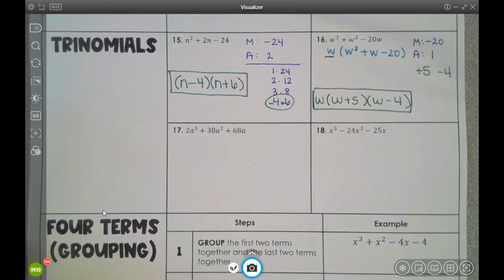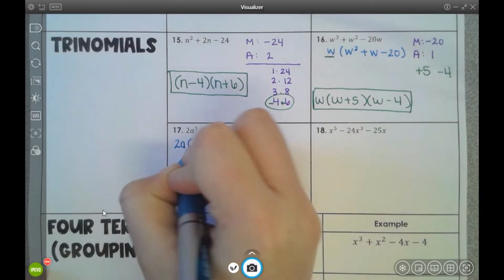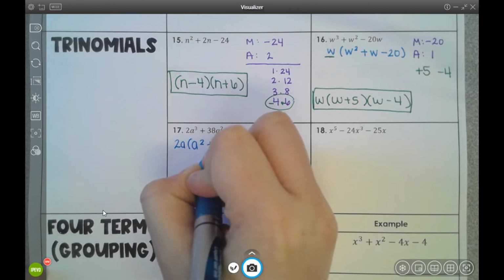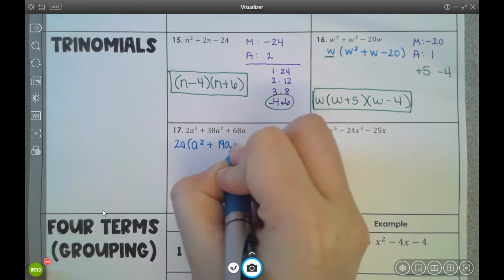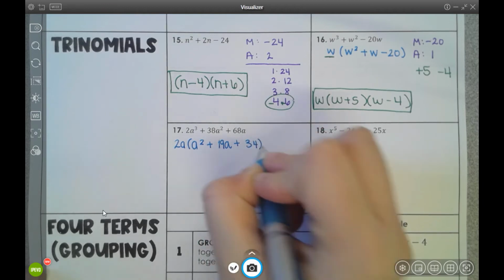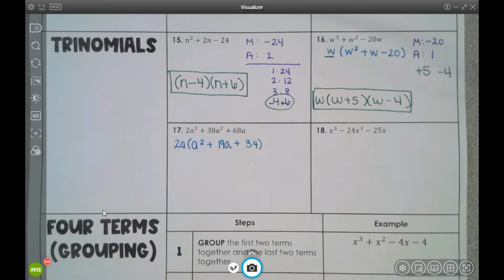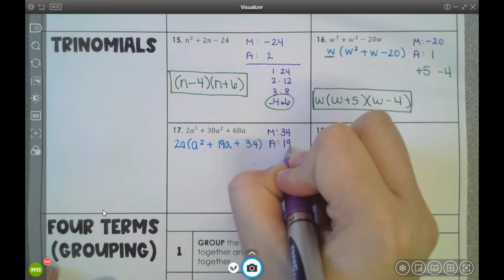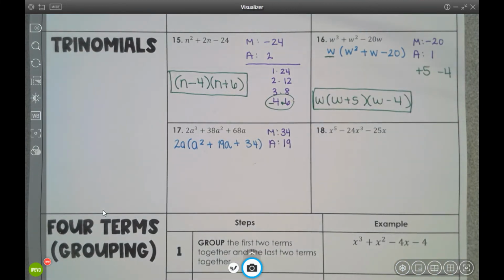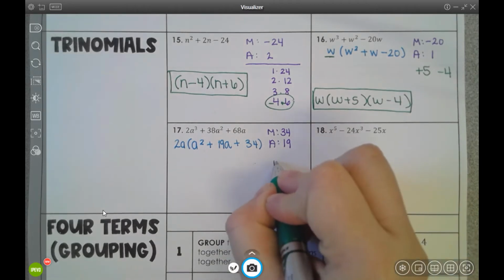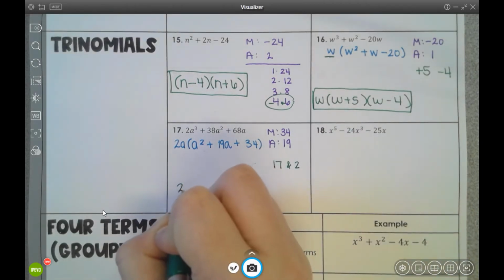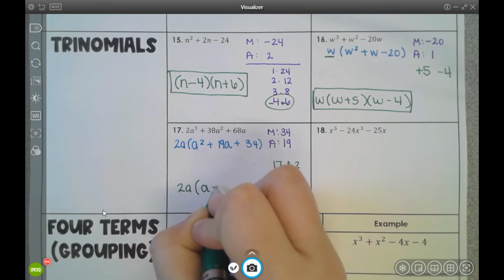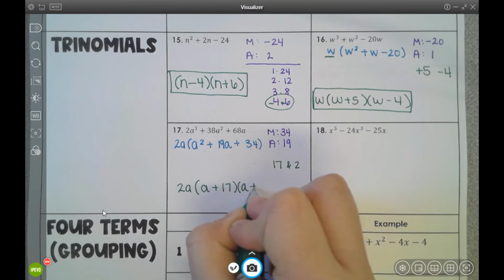All right, now number 17. This has a GCF of 2a, and then we're left with a squared plus 19a plus 34. So we want two numbers that multiply to be 34, but add to be 19. 17 and 2. Very good. So we have the 2a, that was our GCF, and then a plus 17, a plus 2.